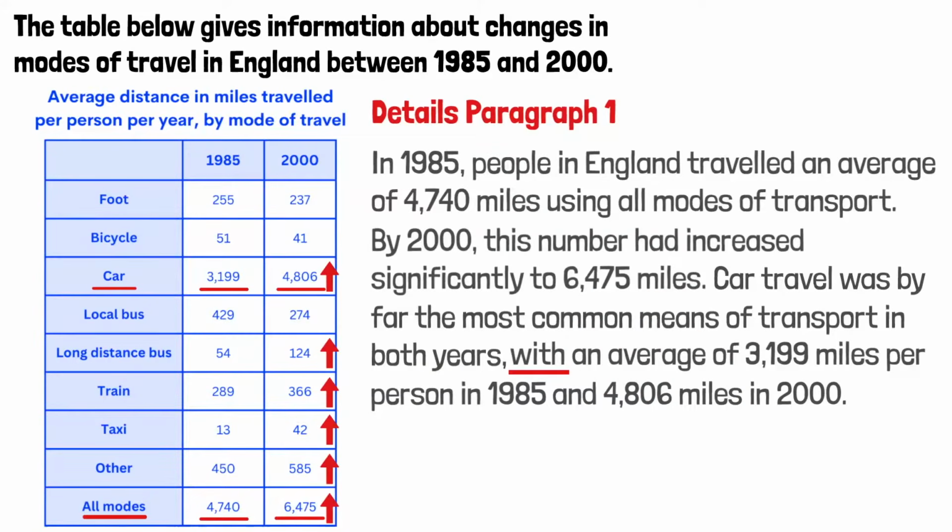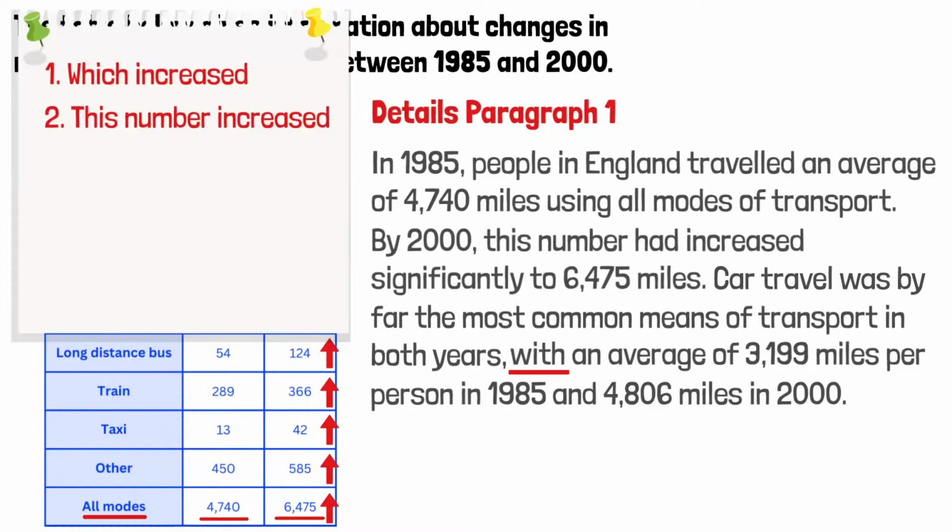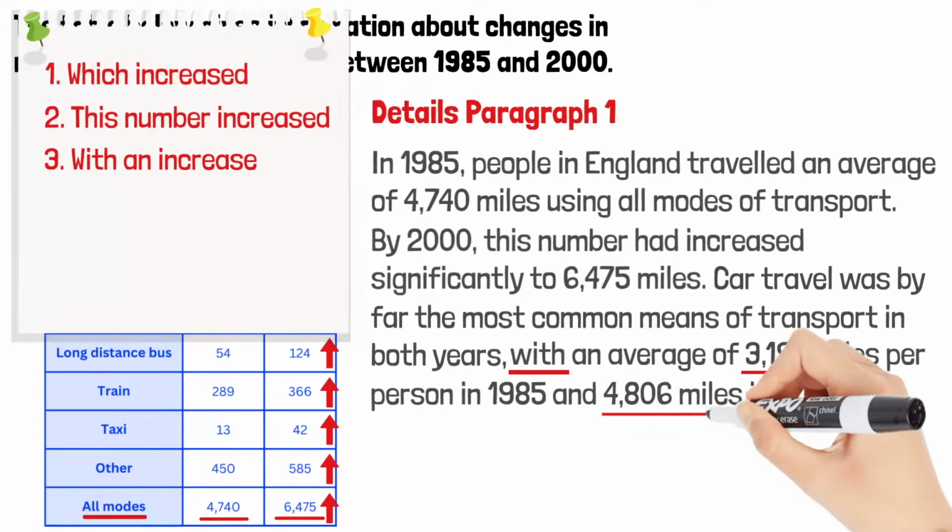Using with is another way to show an increase. You could say with an increase from 3,199 miles per person in 1985 to 4,806 miles in 2000. Or you can simply list the two numbers after with.